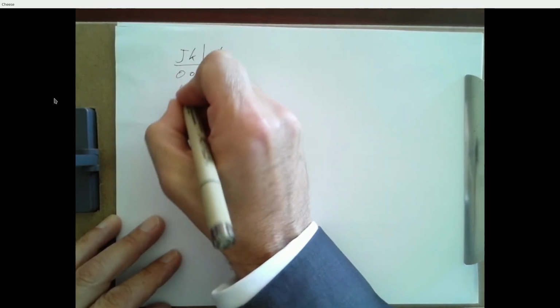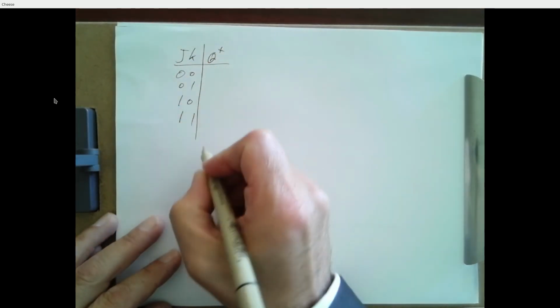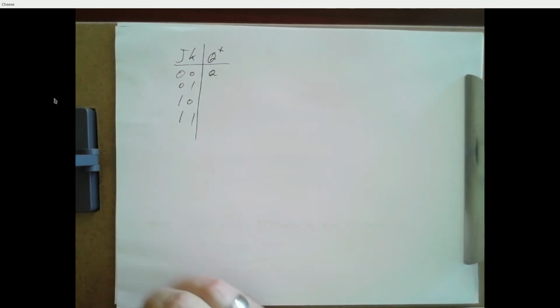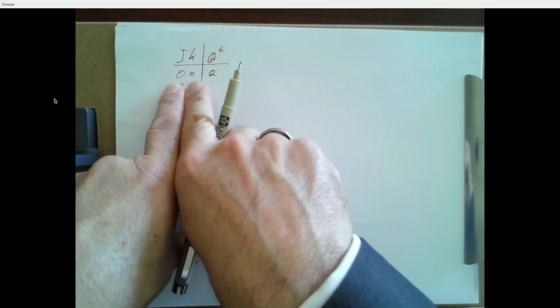So let's look at the behavior for a JK flip-flop. And I'm using Q bar to show the new value of the Q output after the clock ticks. So if J and K are 0, do you remember what the new value of Q is going to be? Yeah, it's whatever the original Q was. It doesn't change, right? This is the do nothing state.